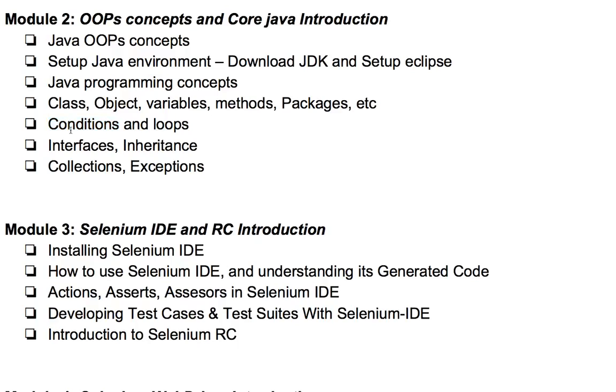So we have covered conditions, if else and all. Now we're going to start with loops in Java. What are the different types of loops available in Java? Loop basically means repeating something again and again. So we're going to discuss loops.